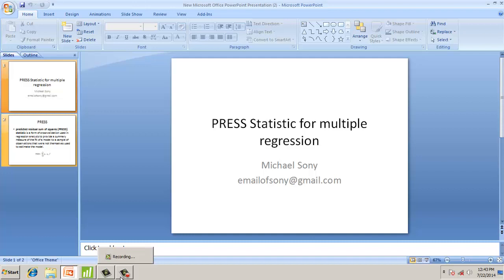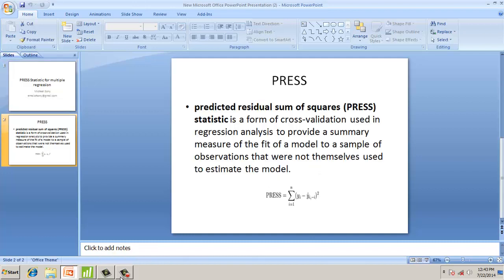In this lecture, we are going to deal with PRESS statistic for multiple regression. PRESS, nothing but predicted residual sum of squares statistic, is used to judge the efficacy of a multiple regression model. Typically, we use R square adjusted to judge the efficacy of the multiple regression model. However, to judge its predictive capacity or predictive power, we use a statistic called PRESS.